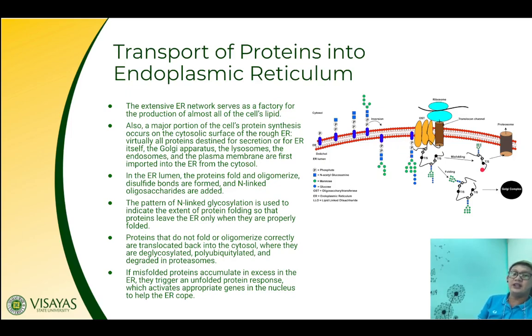In the ER lumen, in between the outer and the inner membrane, you call that the lumen, the proteins will fold and oligomerize. So the disulfide bonds are formed and N-linked oligosaccharides are added. Actually, this is a very complex process.